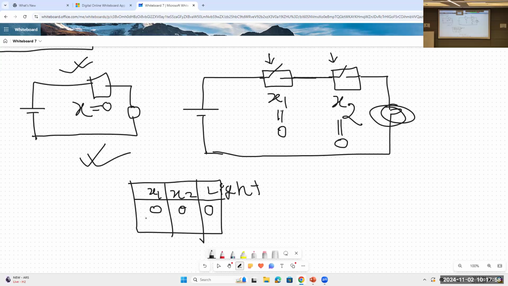Then let's move to the next combination. Suppose in the next combination x1 is equal to 0, but let's make x2 equal to 1.